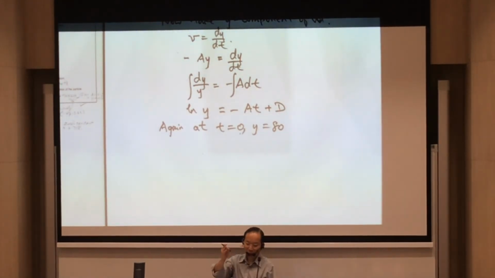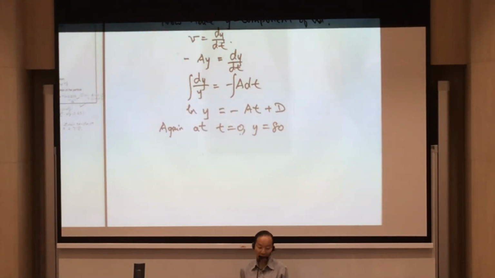So in this case, it would not be the lowest streamline. The streamline is somewhere up, because y is not 0.8 now, y is actually 80. So the streamline is somewhere at the top.